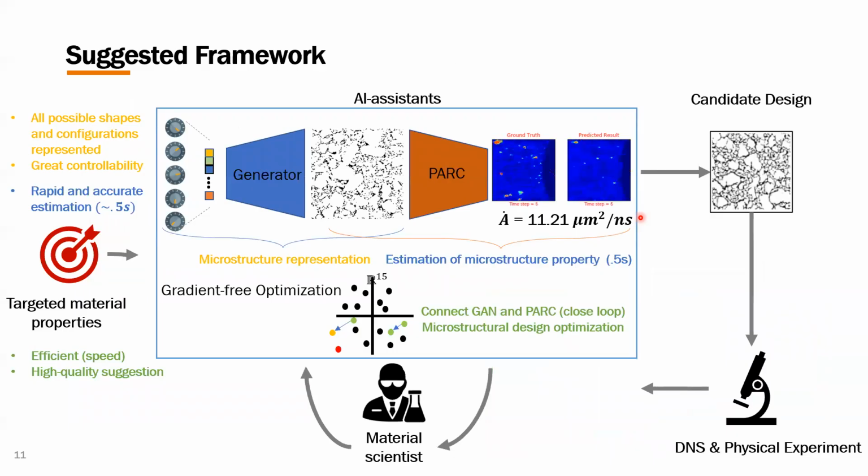Thus, we have a stage set for optimization with the search space defined by GAN and with the expedited evaluation using PARC. Now we need an optimizer that connects the GAN and PARC together to suggest a microstructural design for the targeted property.